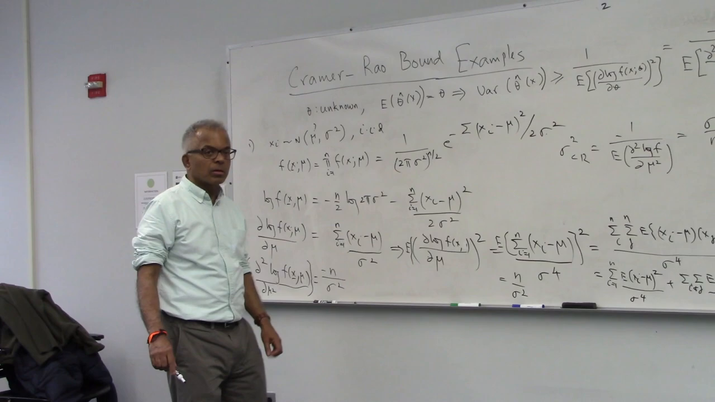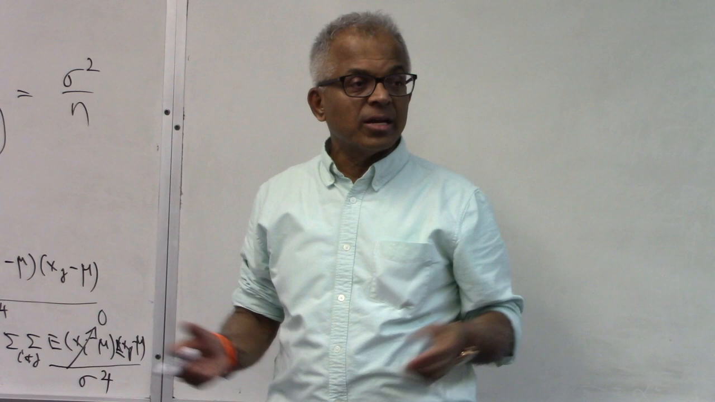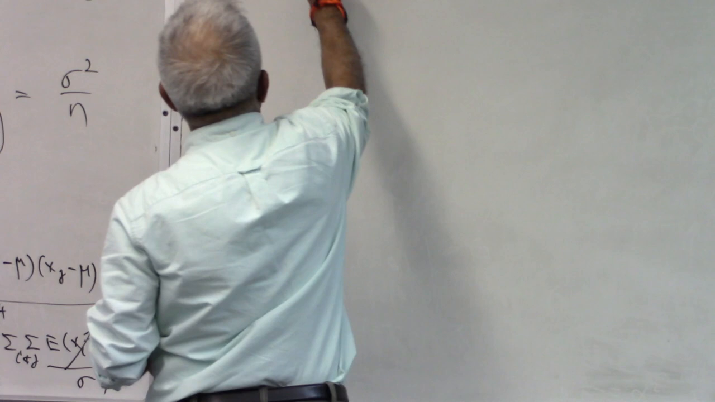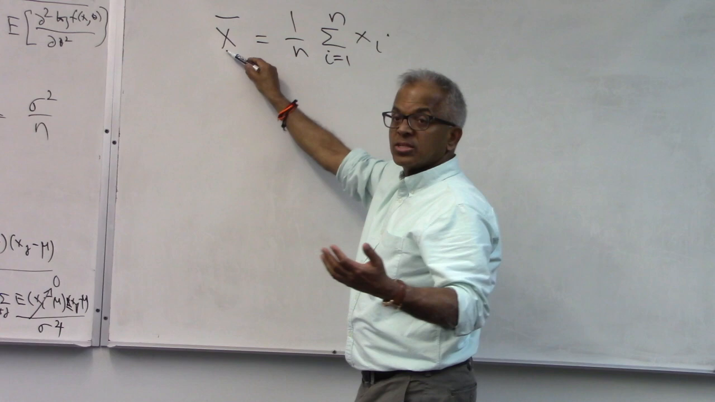Now, what is an efficient, what is an unbiased estimator? In the case where the data is Gaussian, what is an unbiased estimator for the mean? Anyone? All right, so let's see what happens to the sample mean. Sample mean is 1 over n sum of x_i, i equal to 1 through n. Now you know that this is a linear combination of Gaussians, so this is Gaussian. What is the mean of this random variable?